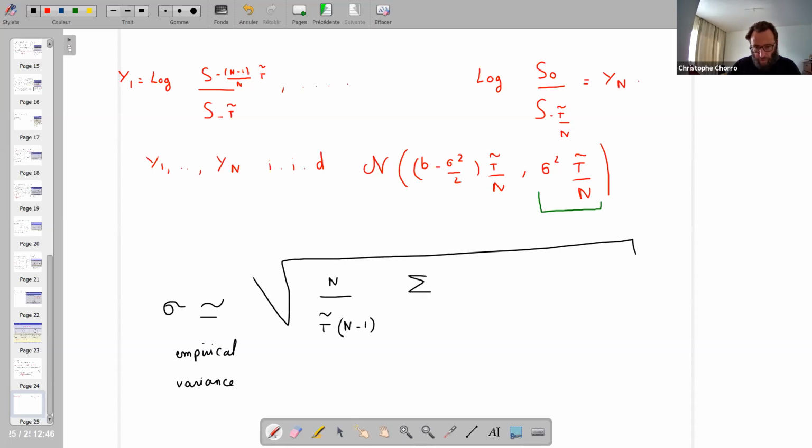So from i equal to 1 to n of (yi minus the sample mean) squared. It's the empirical variance, the unbiased empirical variance. So it means that from observations of log returns of your process in the past, you can estimate the volatility from these log returns. So it's one way to obtain the volatility. But it's not the only way in the Black and Scholes model.